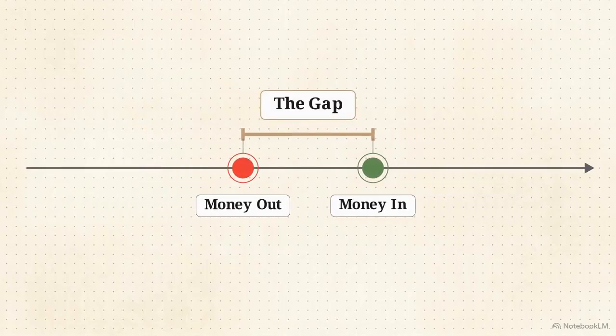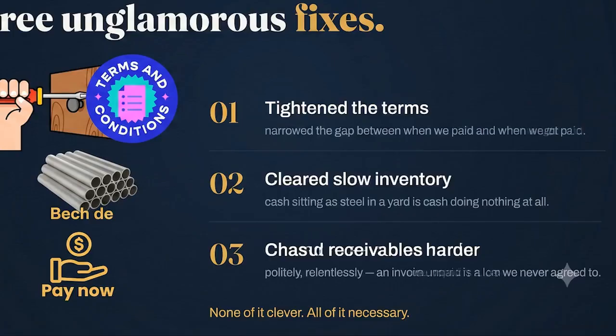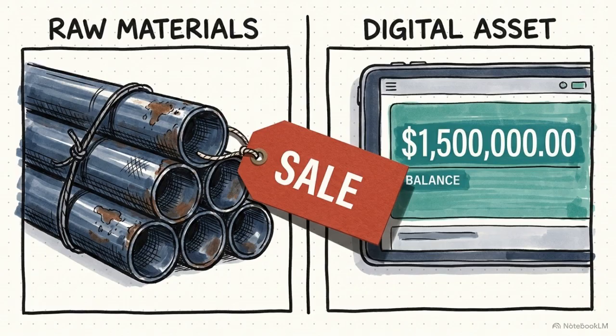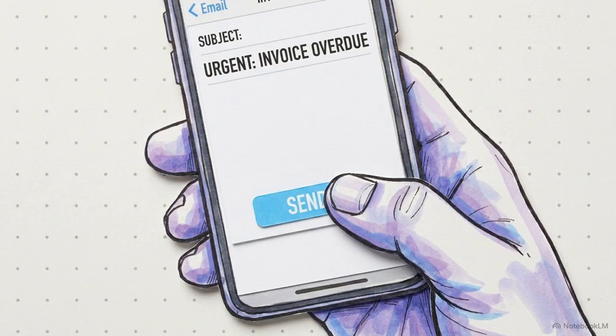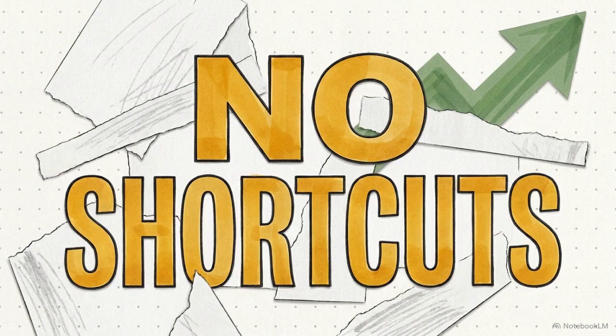The second step is liquidating stagnant inventory. Steel sitting in a yard is doing absolutely nothing for you. You have to sell it off, even at a slight loss, to convert that physical mass back into usable liquidity. Third, you chase down your receivables. An unpaid invoice is a loan you never agreed to make. You have to be relentless about getting your clients to pay on time. There is no clever financial engineering here. These are the harsh, mandatory disciplines of business survival.